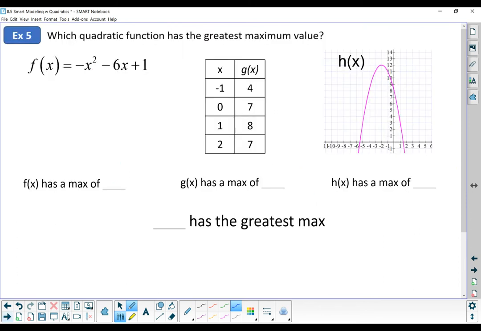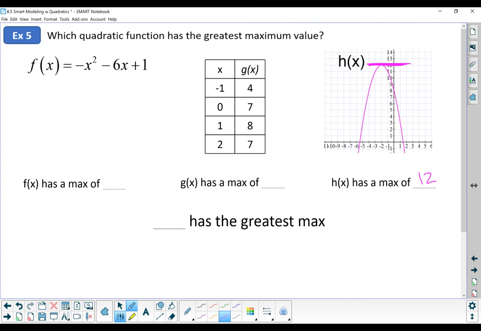Okay, here is our last example. Which quadratic function has the greatest maximum value? I've got 3 functions. I have function f, which is in the form of an equation, function g, which is in the form of a table, and function h, which is in the form of a graph. We're looking for which one of these has the greatest max. Let's start with function h because we already have a visual representation for it. Its maximum value is 12. It reaches a height of 12.